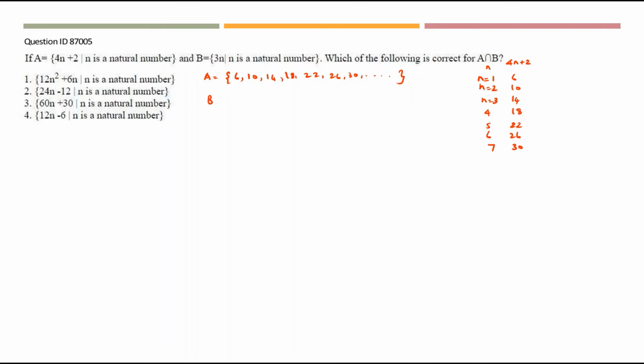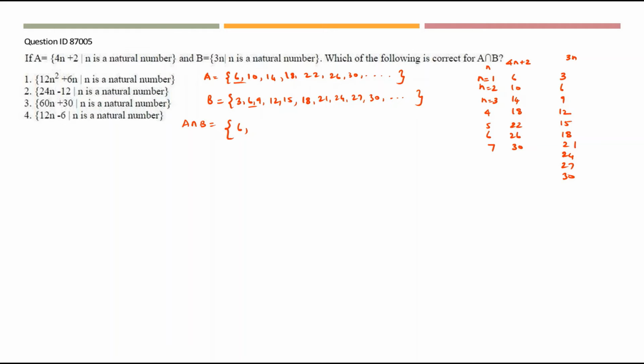Next we will come to B. B, it is actually 3 into n. 3 into 1, it is 3. 3 into 2, 6. 3 into 3, 9. 3 into 4, 12. 3 into 5, 15, 3 into 6, 18, 3 into 7, 21. We will have 3, 6, 9, 12, 15, 18, 21, 24, 27, 30. Now A intersection B will have 6.